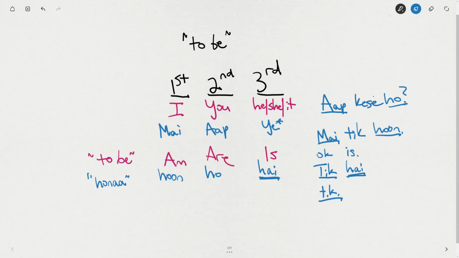So definitely memorize these three versions of the verb to be. They're very important. Anytime you're talking about yourself, you're going to use hoon. Anytime you're talking about second person that you're addressing directly, you're going to use ho, and anytime you're talking about a third person object, you're going to use hai. And these are the most basic Hindi verbs.